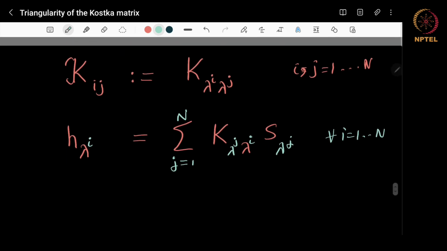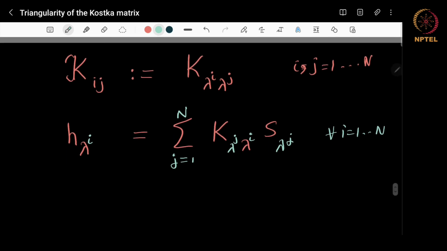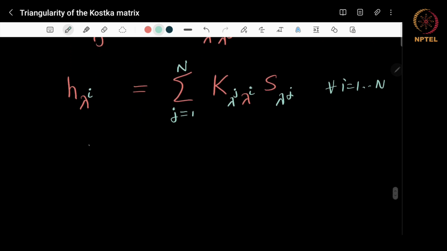So this is exactly the matrix form. This is just saying, if I write H as a vector, if I list H lambda 1, H lambda 2, etc.